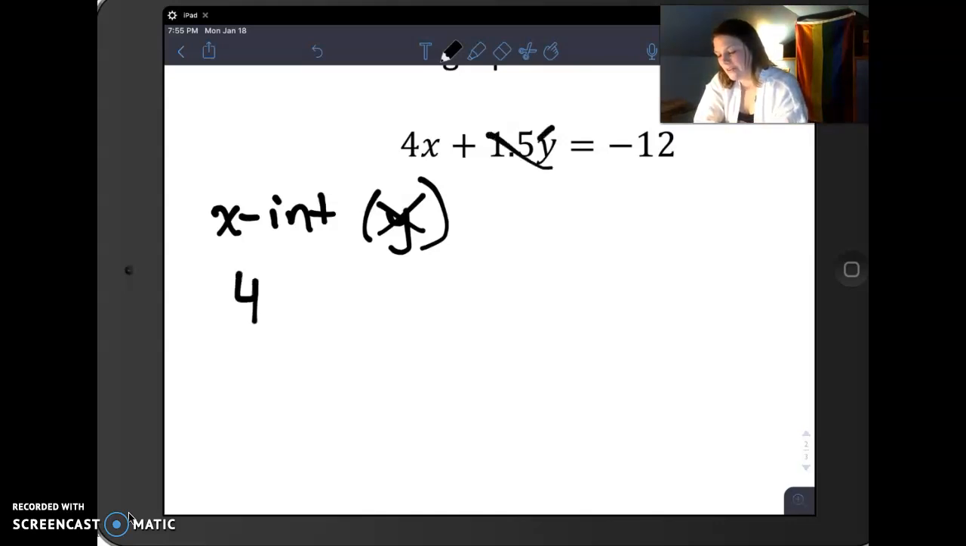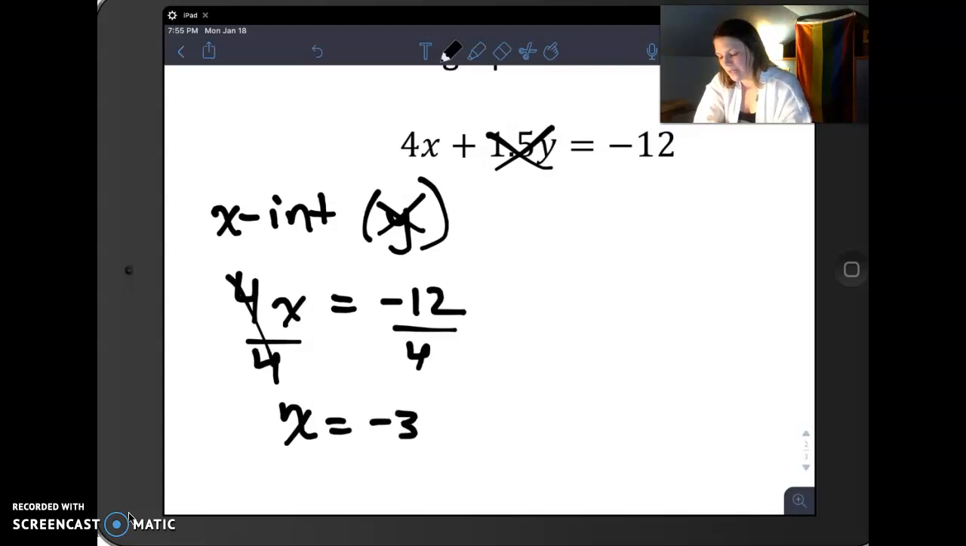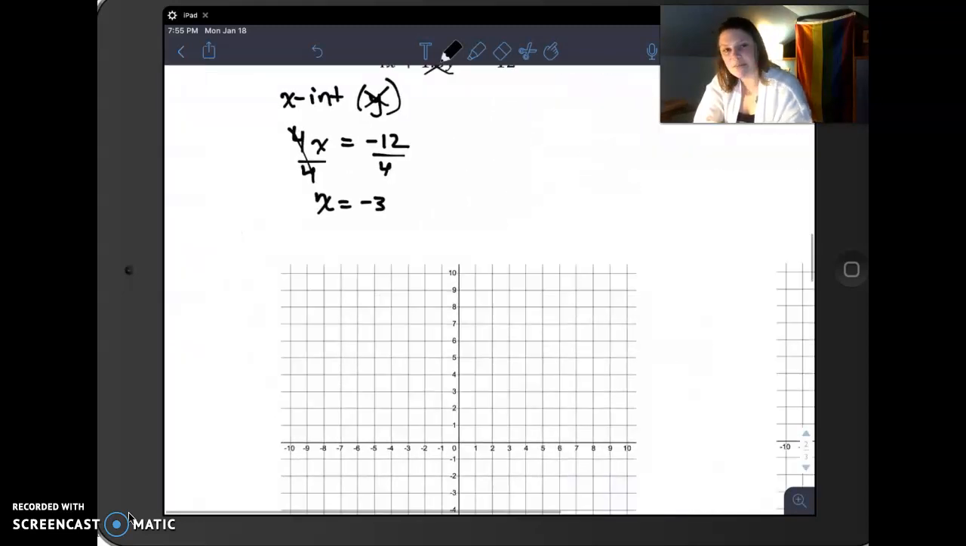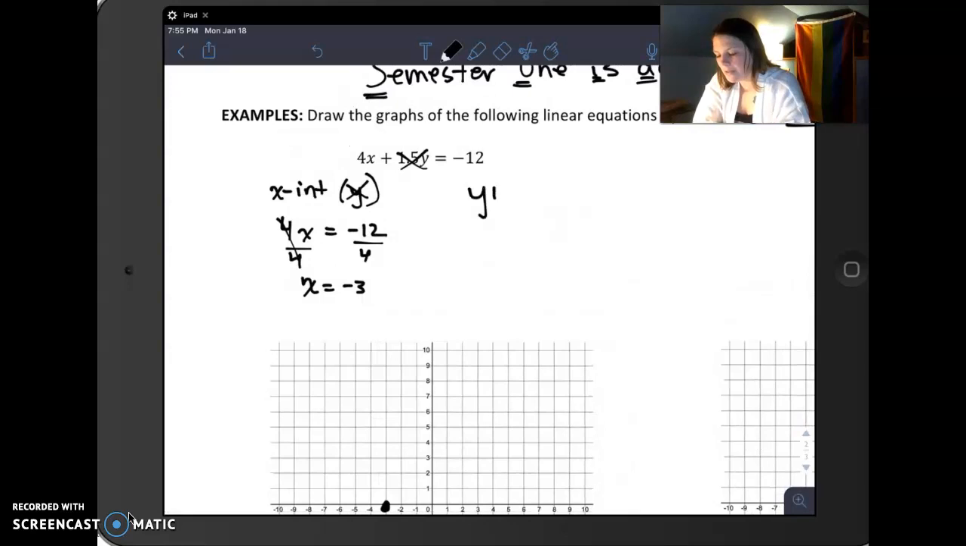So I have, for this one, 4x is equal to negative 12. Whatever is with the y, it goes away. Then all we have to do is divide by 4. And we get x is equal to negative 3. So our x-intercept is negative 3, and we just put that point right there. Pretty simple, right? You're probably wondering, why did you spend all that time going through the previous way you showed me? It's because I really want to make sure that you understand where these tricks come from and why they work.